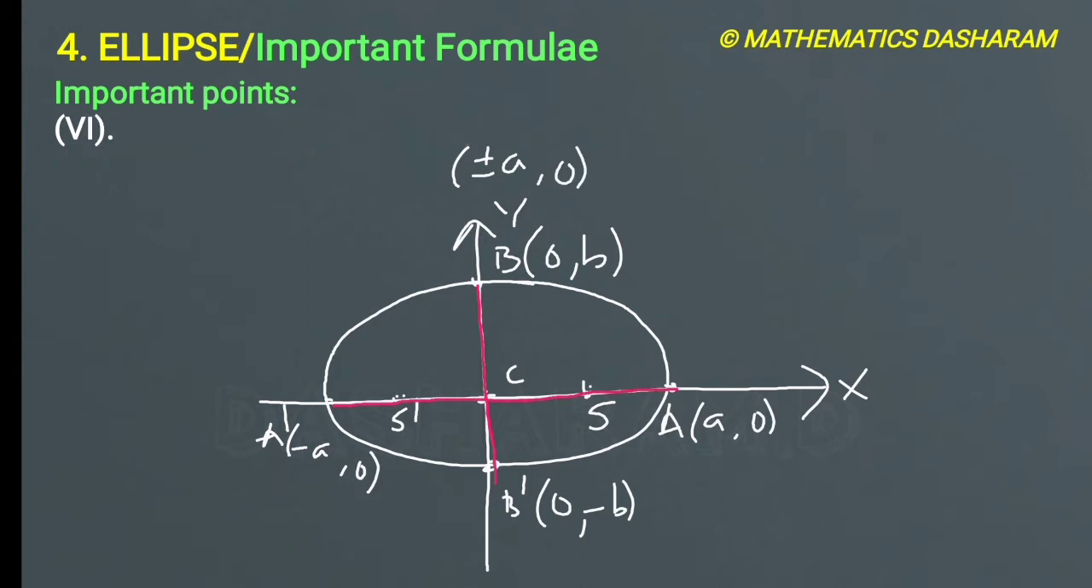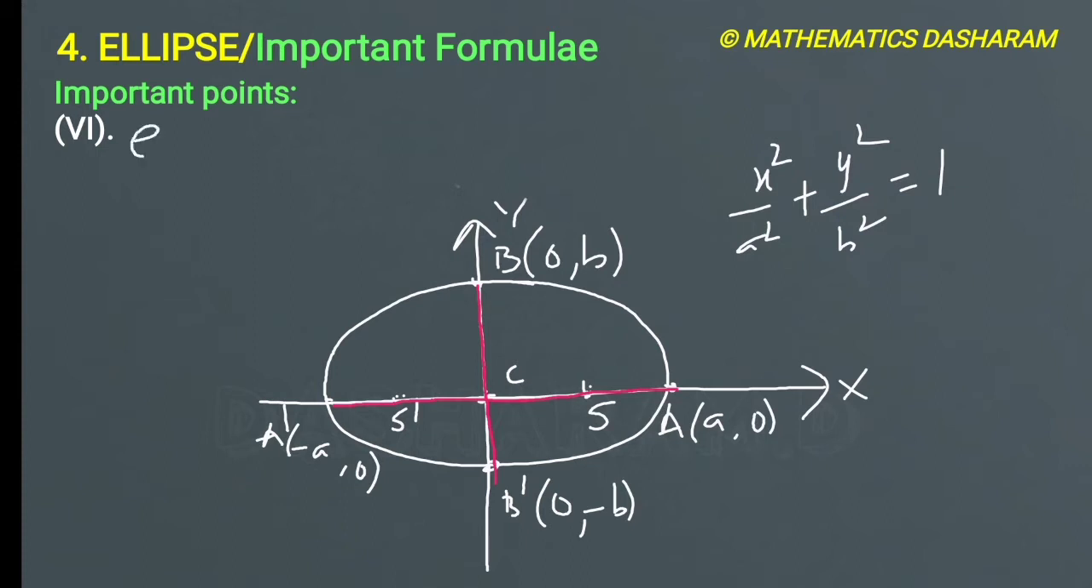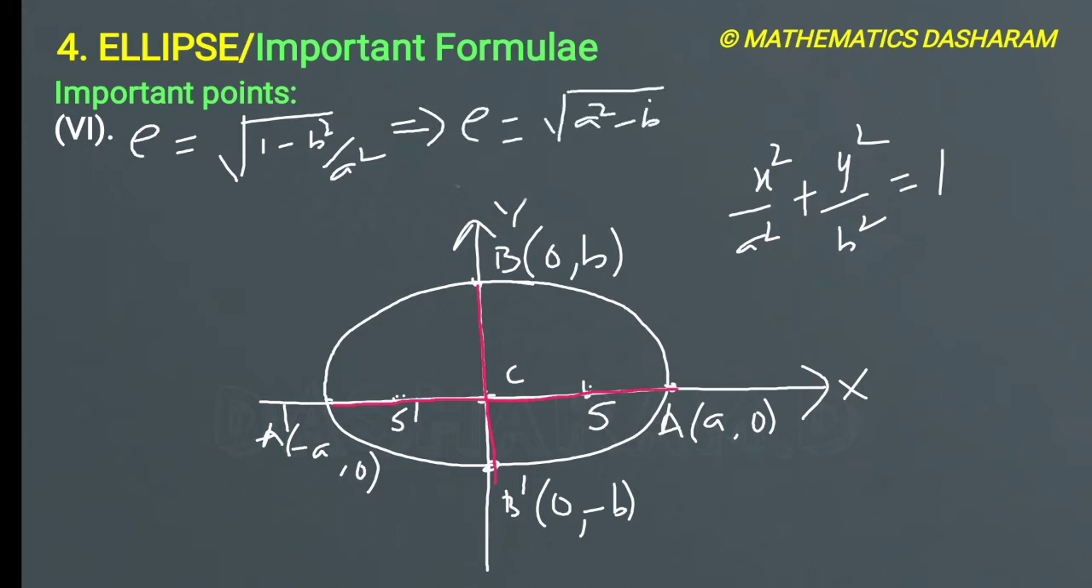So we know that the standard form of an ellipse is x square divided by a square plus y square divided by b square equals 1. So from this we can create the formula for eccentricity, that is small e. It is equal to under root 1 minus b square divided by a square. So when you simplify this, the formula will become under root a square minus b square, divided by a.